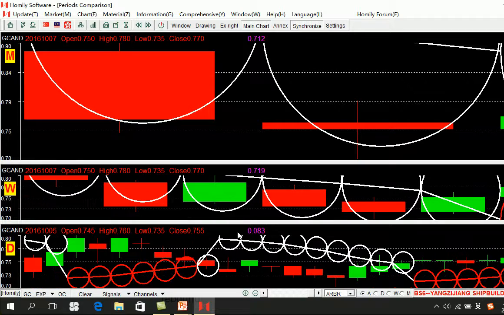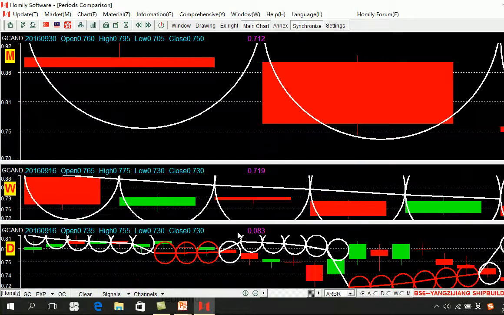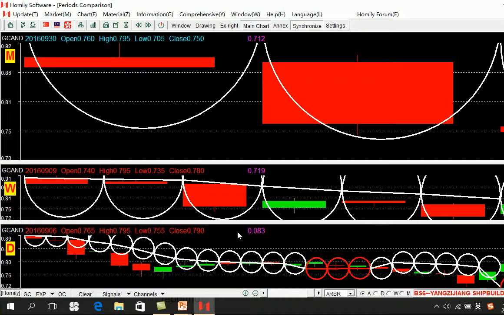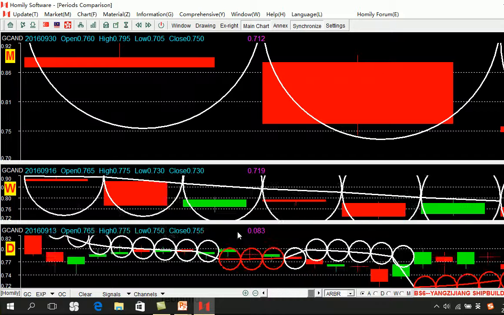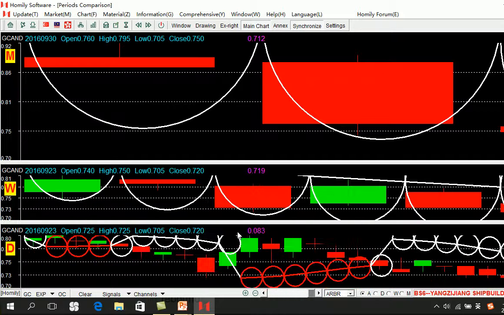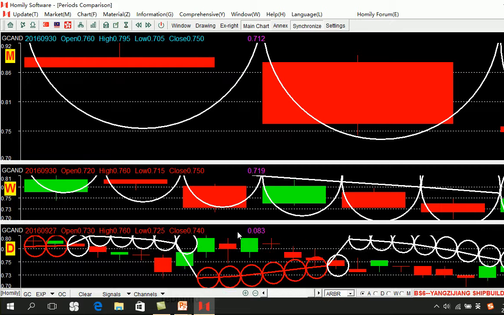So here we see it again. Can we buy here or not? Still cannot, okay? Because the monthly chart and weekly chart are both white circle, so we cannot buy. So if you want to buy some stocks, pay more attention to the weekly chart. If the weekly chart is red circle, daily white turning to the red circle is the buy point, okay? You can analyze your stocks.